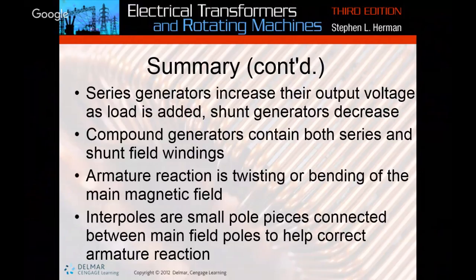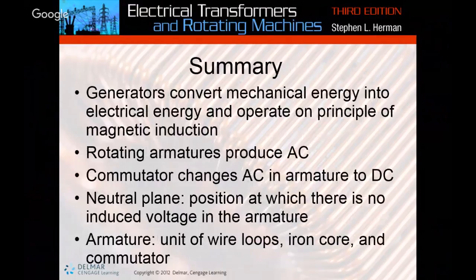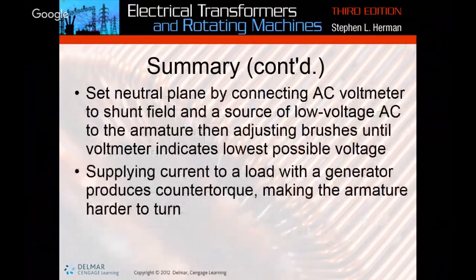Armature reaction is the twisting and bending of the main magnetic field, and the interpoles are the small pole pieces connected between the main field poles to help correct armature reaction. Wrong way. Not going to worry about setting a neutral plane. Supplying current to a load with a generator produces counter torque, making the armature harder to turn. Okay.